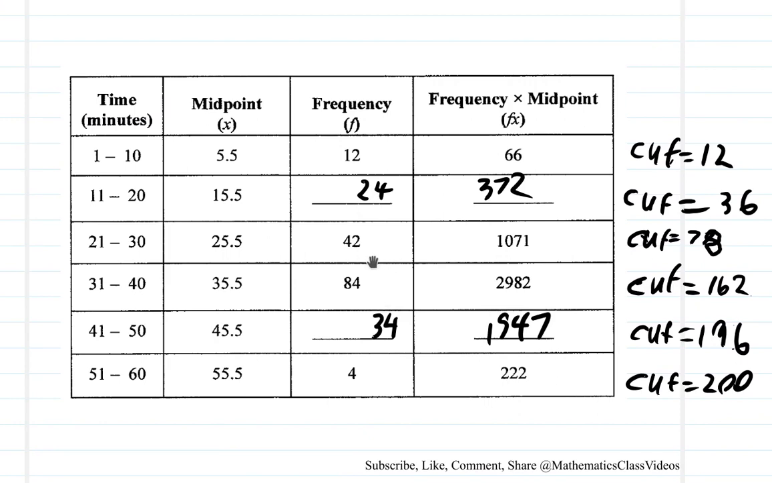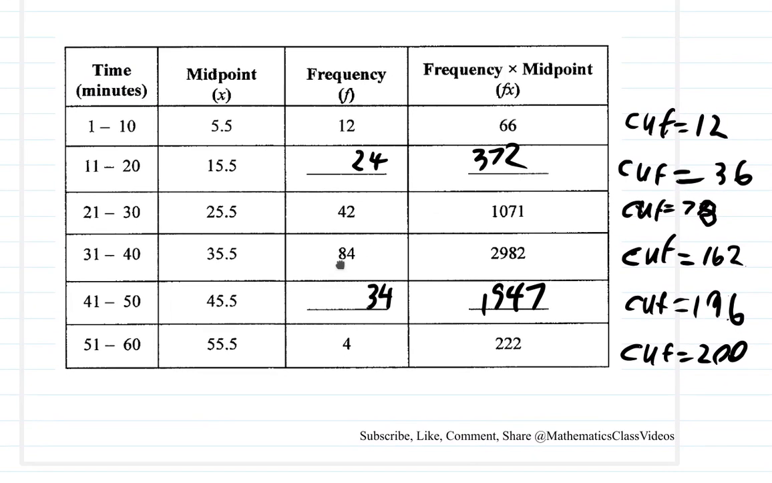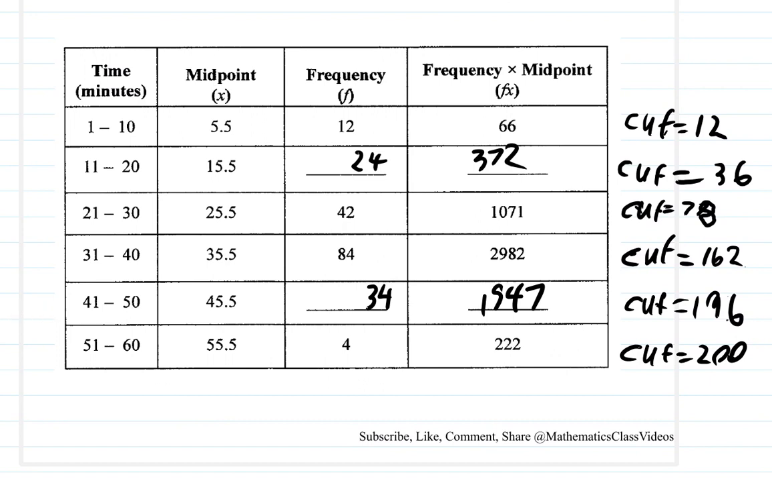Now, one mistake some people might make is to say 5.5 plus 15.5 plus and so on, and then divide by 1, 2, 3, 4, 5, 6, divide by 6. Wrong. Another mistake is to say 12 plus 24 plus 42 plus 84 plus 34 plus 4, get the sum and then divide by 6. Wrong. No. Remember what happened here.